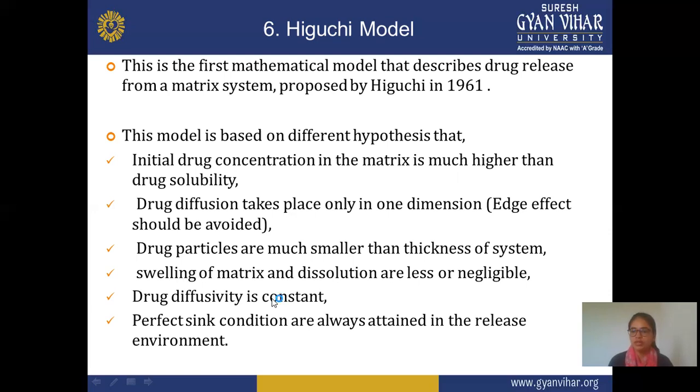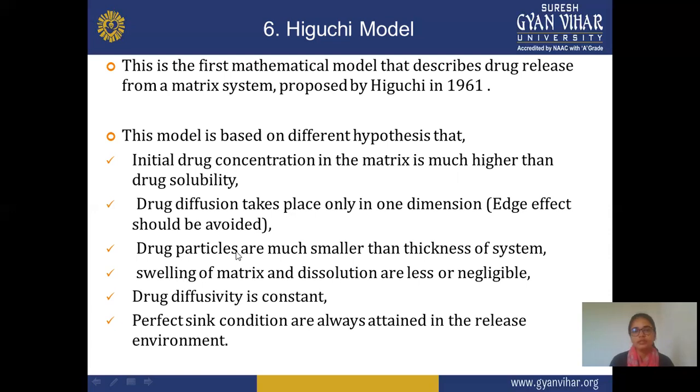It is the first mathematical model, and this model is based on different hypotheses. When we see these hypotheses one by one, first is that the initial drug concentration in the matrix is much higher than the drug solubility. Means the initial drug concentration present in your tablet or matrix is higher than the solubility of the drug.